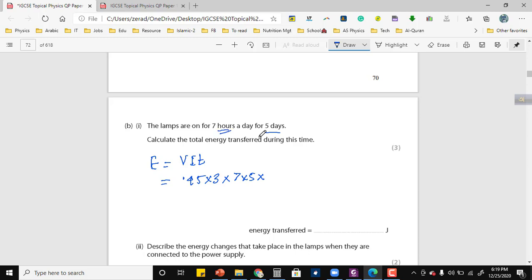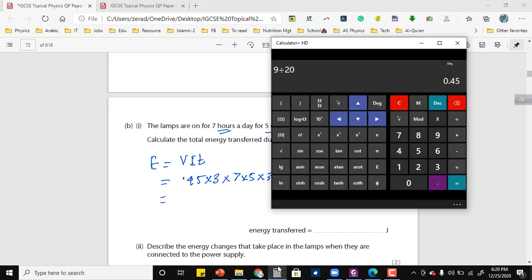we need to convert the hours into seconds, so that should be 3600, because 1 hour is equal to 60 minutes and 1 minute is equal to 60 seconds. If we multiply 60 with 60, that will give us 3600 seconds. Now we'll get the answer. We need to do the calculation here: 0.45 multiplied by 3 multiplied by 7 multiplied by 5 multiplied by 3600.